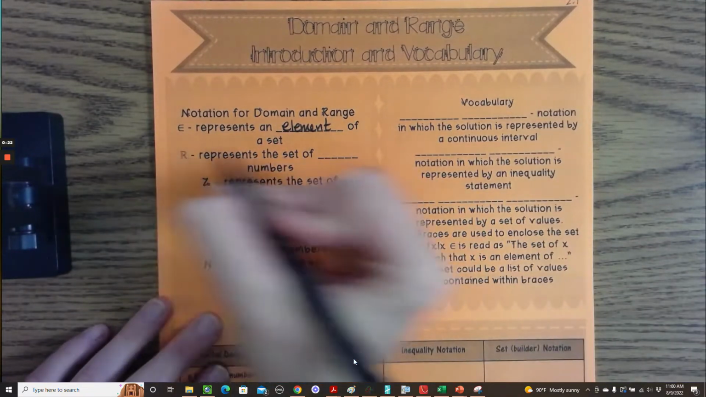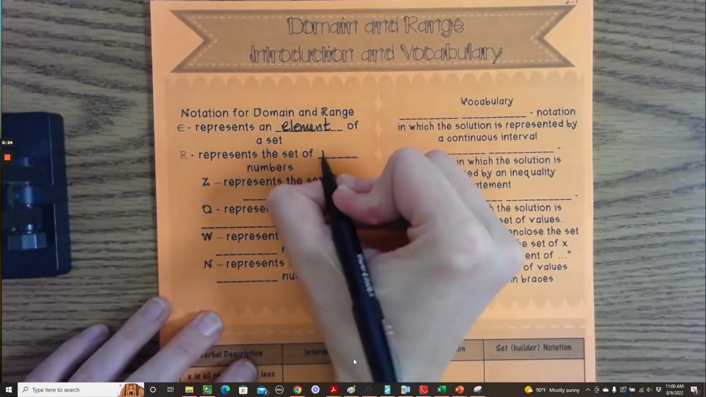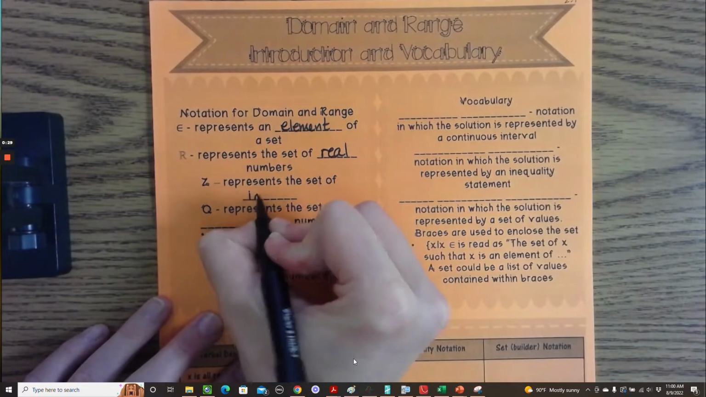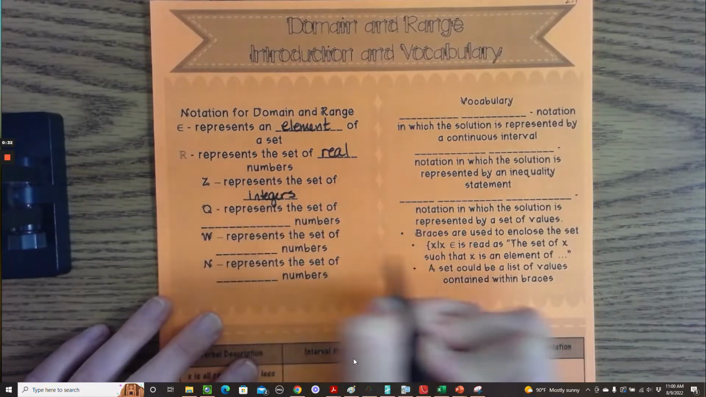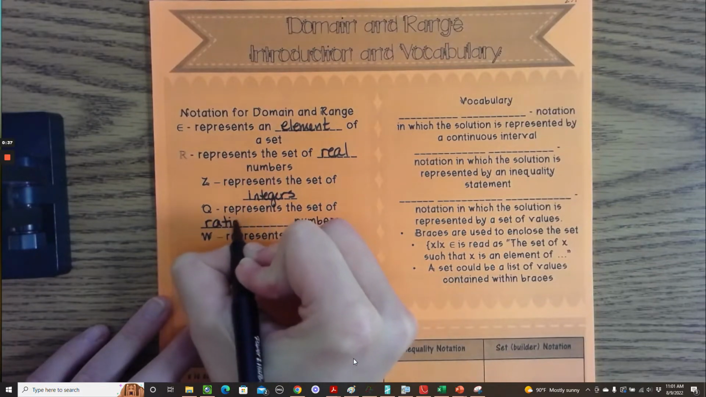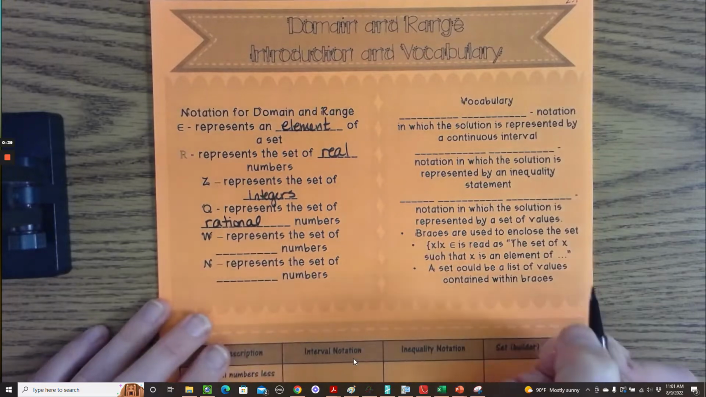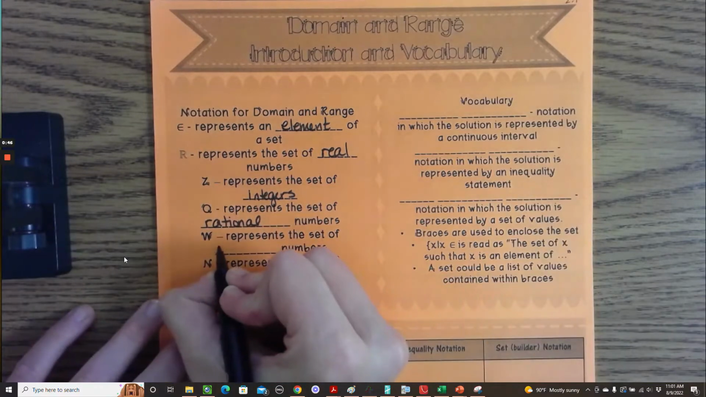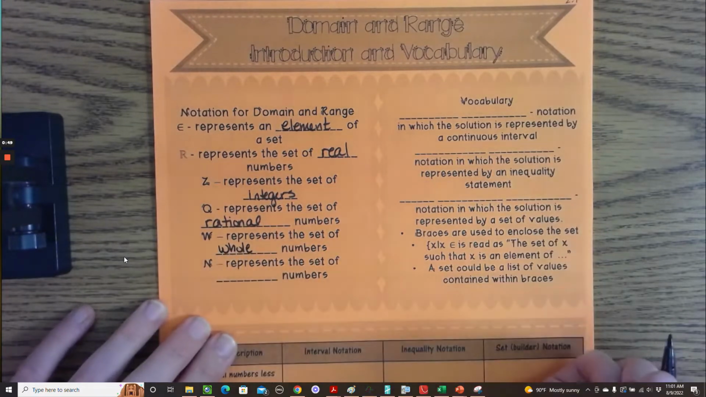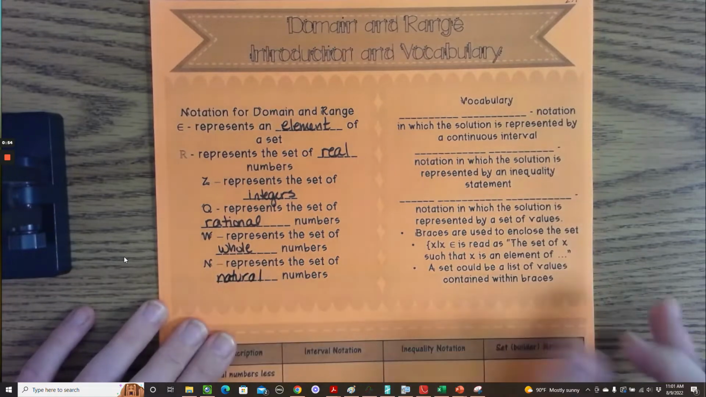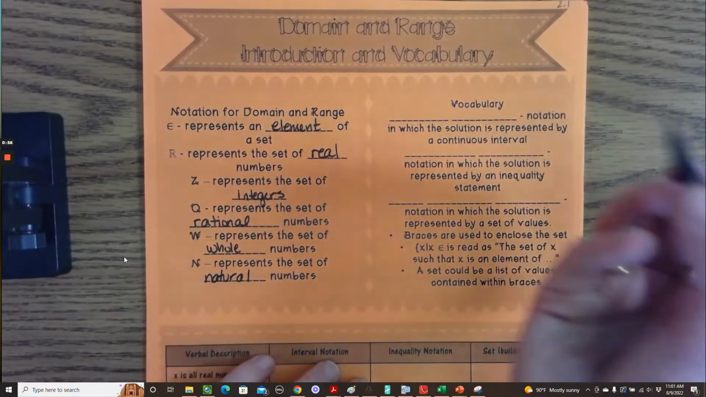This R that's written with double lines represents the set of real numbers. Z represents the set of integers. Q represents the set of rational numbers. W represents the set of whole numbers, and N represents the set of natural numbers.